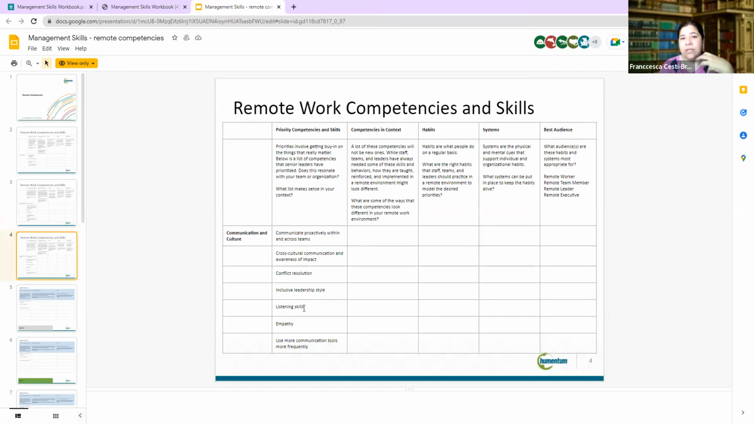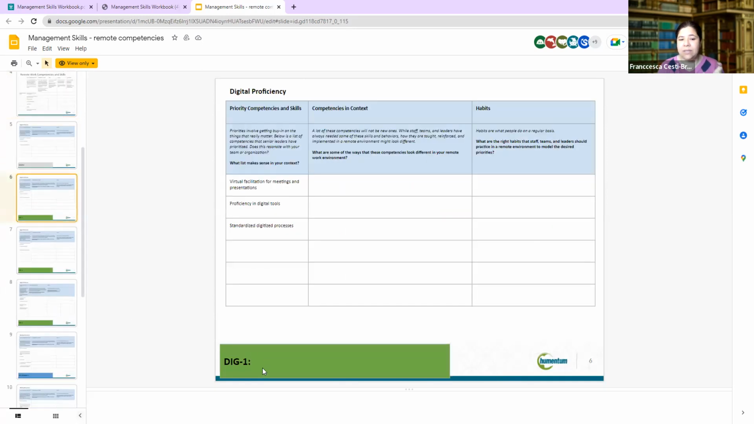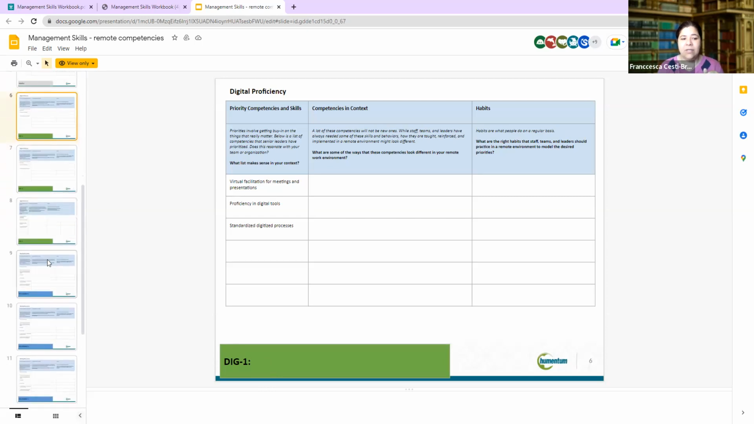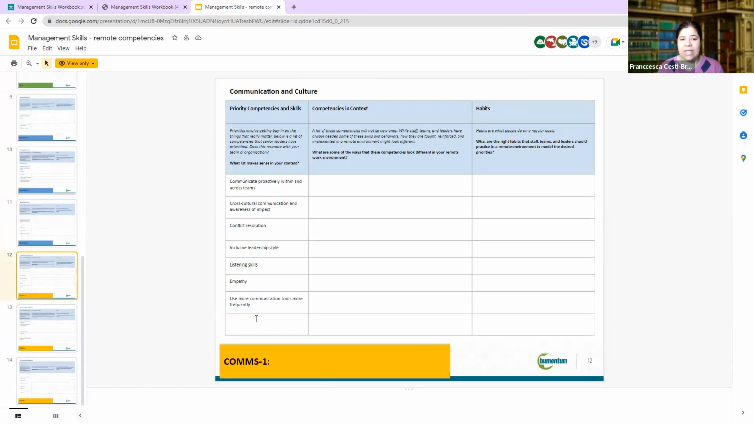As an organization, what are some shifts that you're making as you're carrying out tasks in this remote work environment? How are you still creating those connections that you had in person, where you were able to see cues about someone needing help, or just someone not being engaged? So what are we doing there? Each of you are going to be put into groups. If you see it here at the bottom, there's digital proficiency 1. The green ones are digital proficiency, the blue ones are deliverables, and the yellow ones are communications and culture.